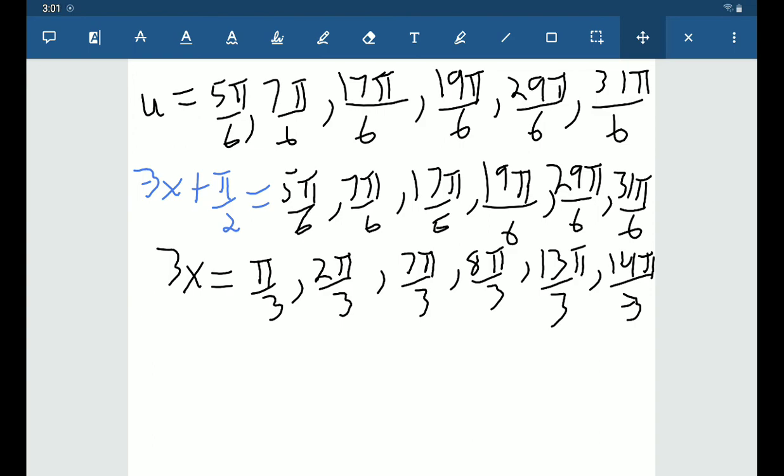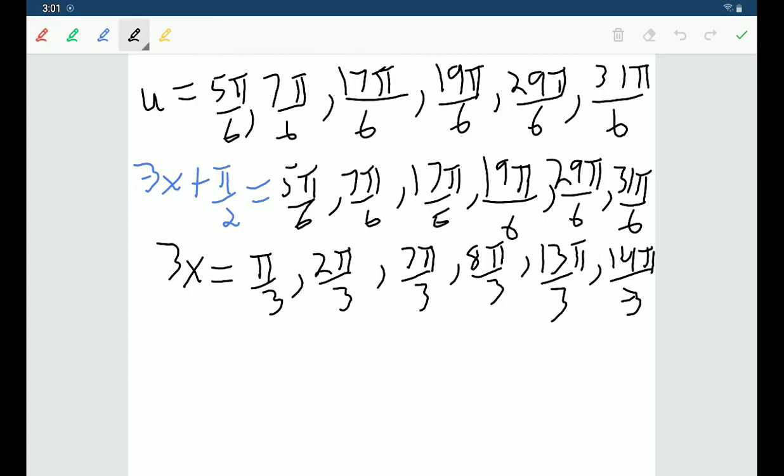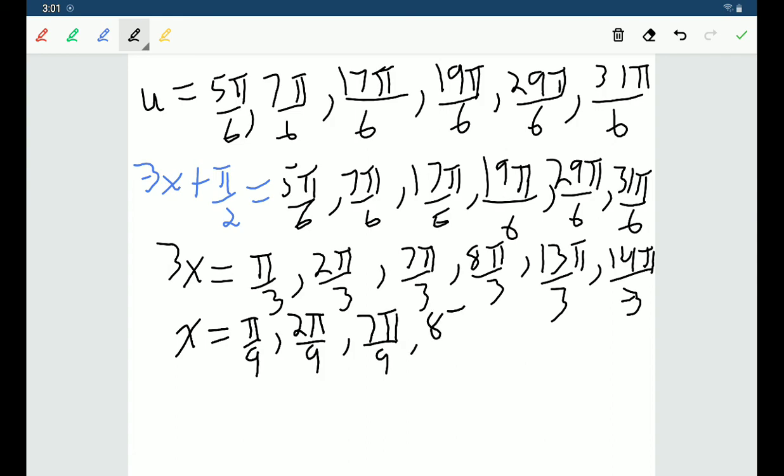And then the last thing that I need to do is divide everybody by 3. Dividing everybody by 3 will allow me to solve for x. So x is pi over 9, 2 pi over 9, 7 pi over 9, 8 pi over 9, 13 pi over 9, and 14 pi over 9.